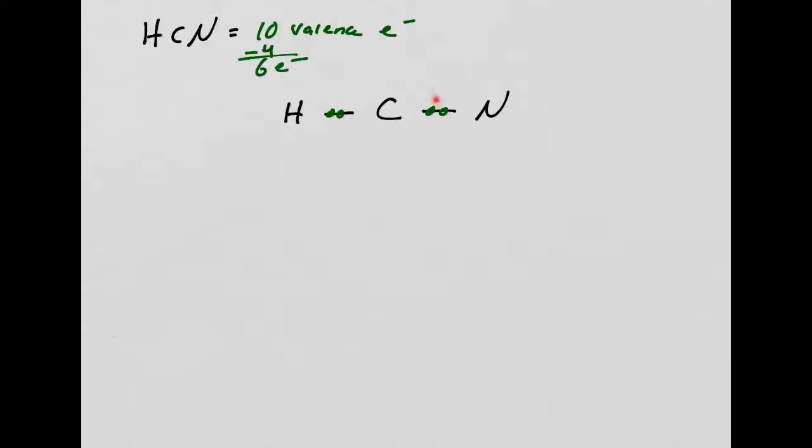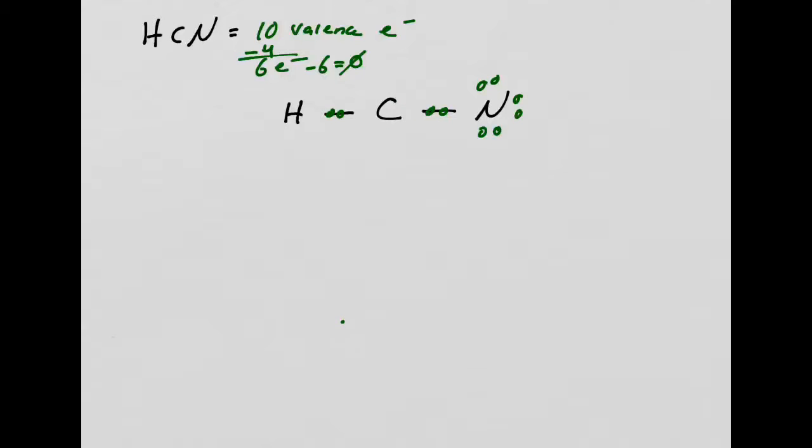Nitrogen, not so much. It has 2. It wants 8. So I need to put 6 more. So it would have 8. Okay? Now, my surrounding atoms are happy. I have no more electrons left. Let's go to my center atom.